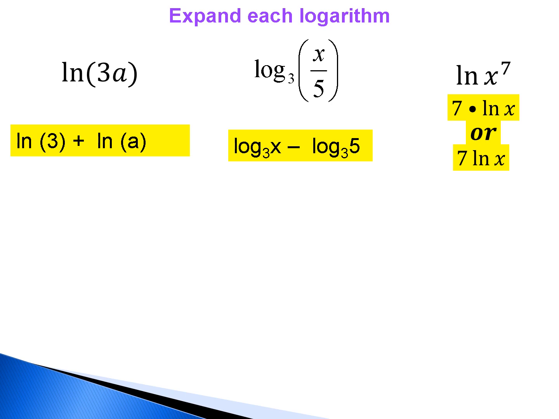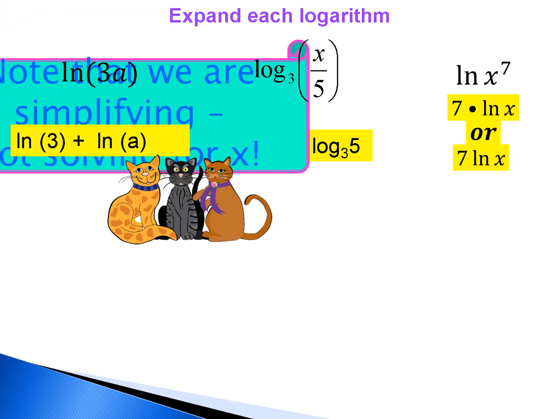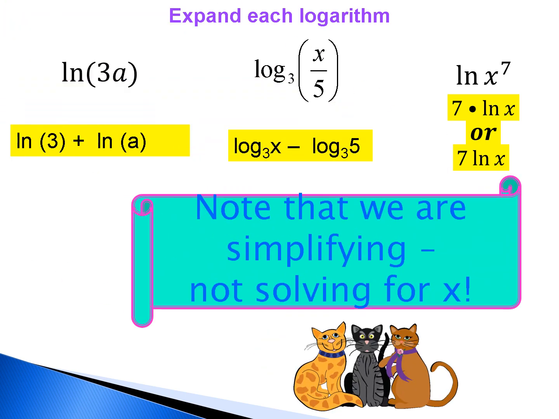Because that 7 with no sign in between the 7 and the natural log, that's an understood multiplication. So you don't have to put the multiplication symbol there. And again, please note, we are simplifying. We are not solving for x. We're strictly simplifying. No evaluation.